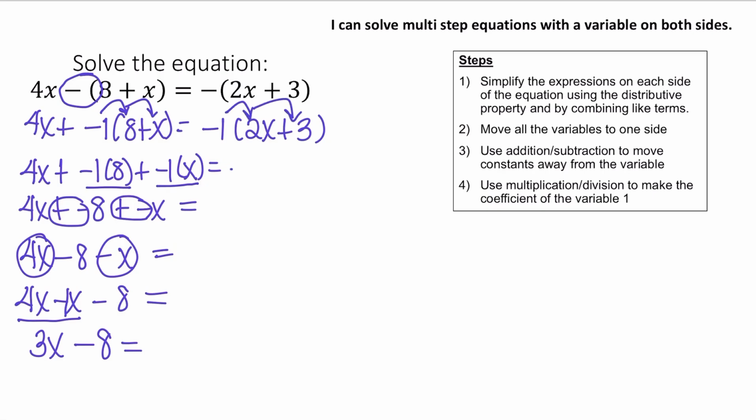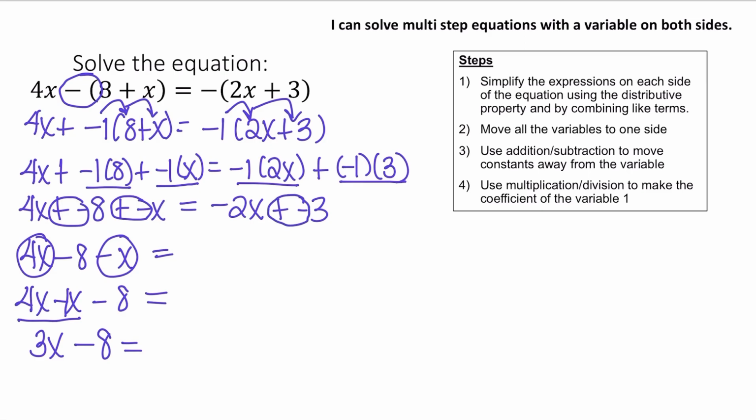So when I do that, I get negative 1 times 2x plus negative 1 times 3. Negative 1 times 2x is negative 2x, plus negative 1 times 3 is negative 3. Now this plus negative, I'm going to combine those signs, so I get negative 2x minus 3. And that on my right side is fully simplified, so I'm just going to copy that down here.